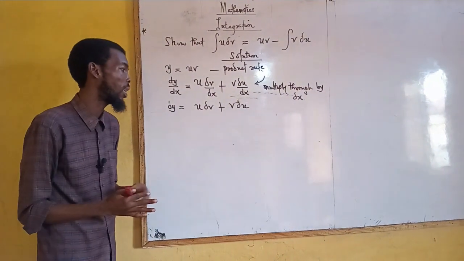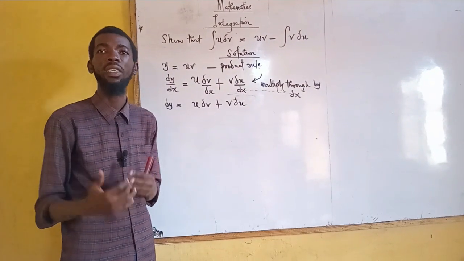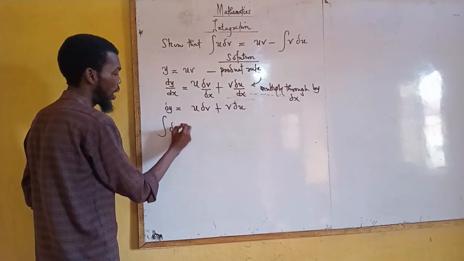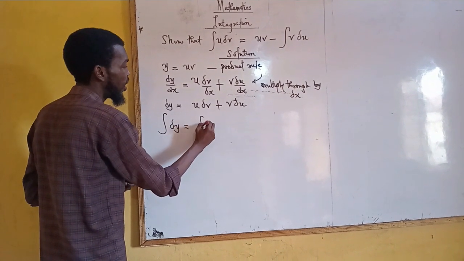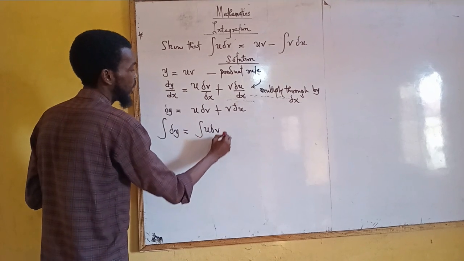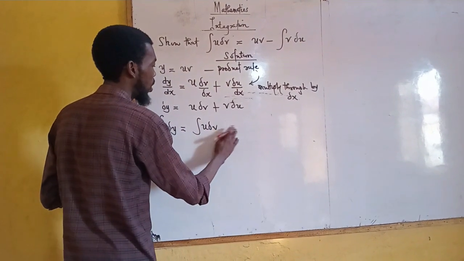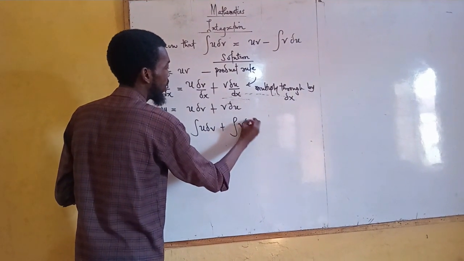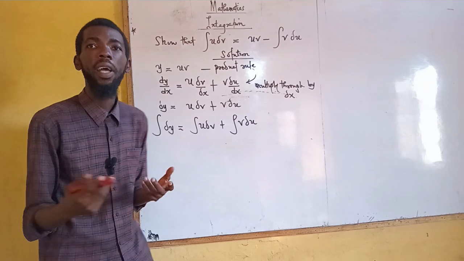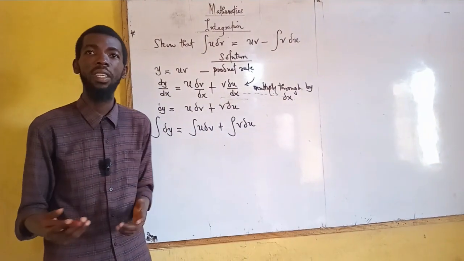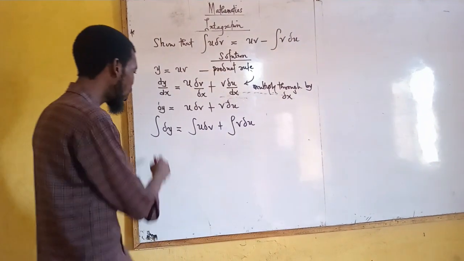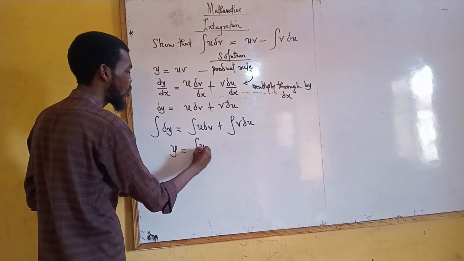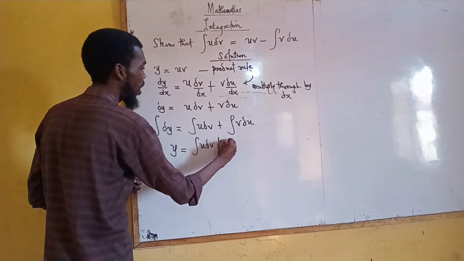Now, having done this again, we can now add the integral sign to everything. So we have integral of dy equals integral of u dv plus integral of v du. Remember, I said earlier that if you integrate the y, the result is going to give you y. So integration of the dy here is going to give us what? y equals integral of u dv plus integral of what?